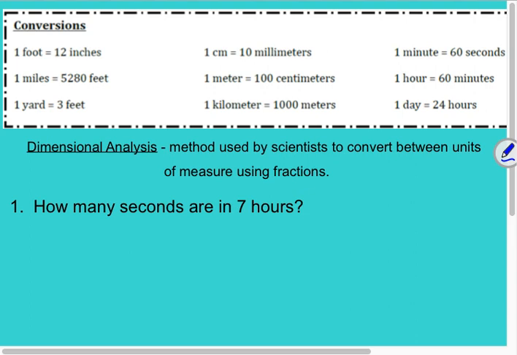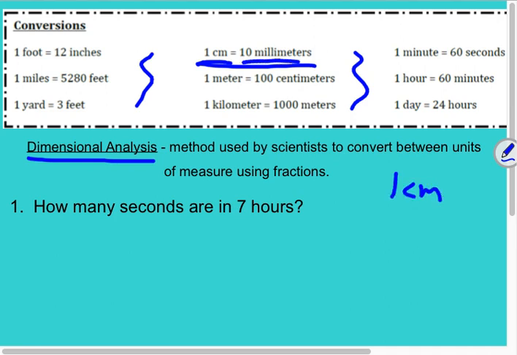Conversions. So we got a bunch of different conversions here. Some with time, some with distance for the most part. We're going to use what's called dimensional analysis right here. It's a method used by scientists to convert between units of measure using fractions, equivalent fractions. So if I was comparing something, we'll say from centimeters to millimeters. Well, 1 centimeter equals 10 millimeters. So you could say 1 centimeter over 10 millimeters, or you could use the fraction 10 millimeters over 1 centimeter.